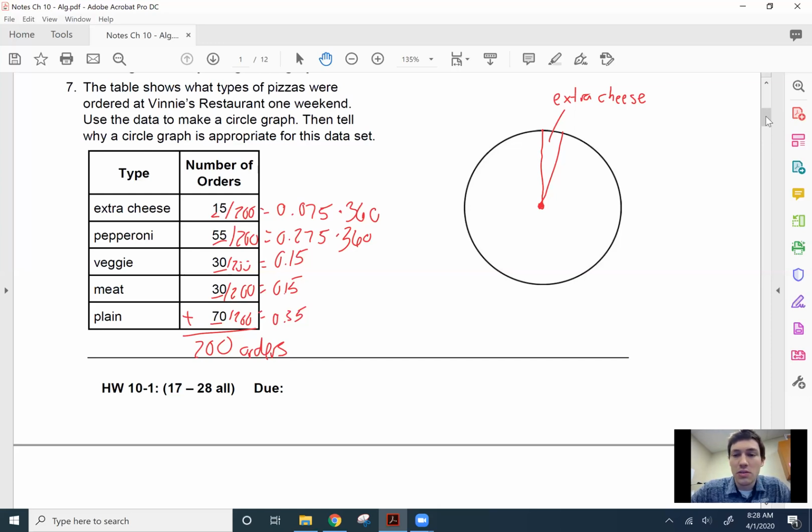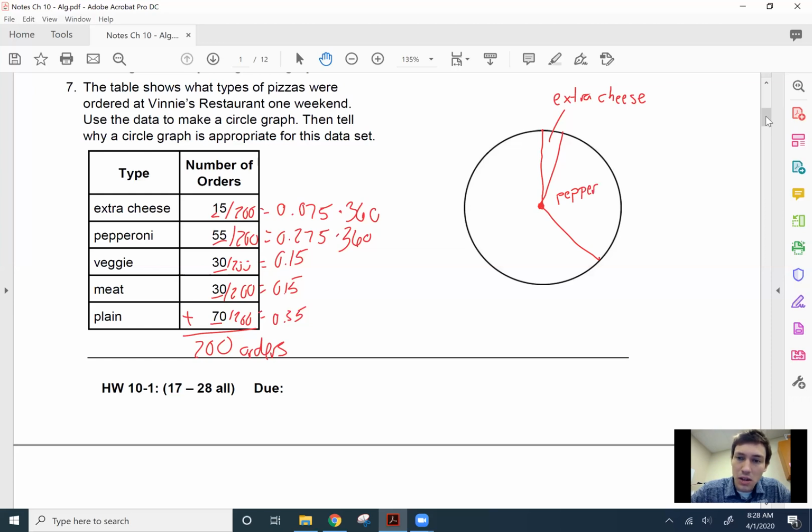I'm going to go, if this is, again, if I'm making a straight line from here through here, then that would be 90. So 99 is going to be just a little bit more than that. So we're going to call it right there. Again, not an exact science here, but it's going to be close. That's pepperoni.